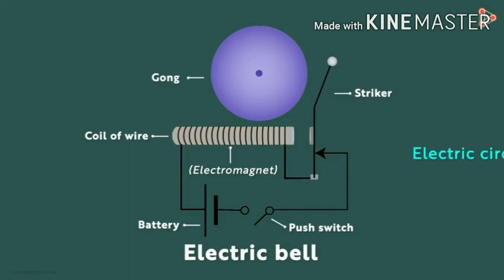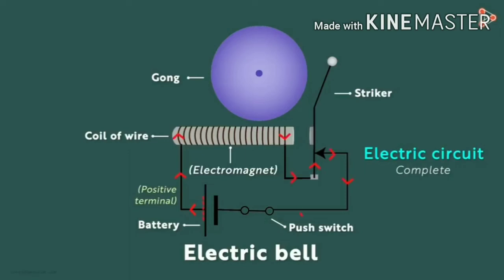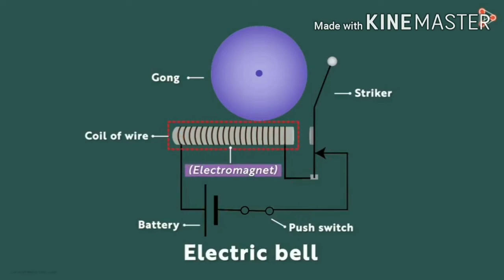So we can see that this is a circuit that can be formed. It's not complete. Why is it not complete? Well, we haven't pressed the switch yet. When we push the button, the circuit gets completed and the current flows from the positive to the negative terminal. But when the current flows through the coil, it becomes an electromagnet. This electromagnet then attracts this soft iron towards it. And in the process, the striker strikes the gong and the sound is produced.